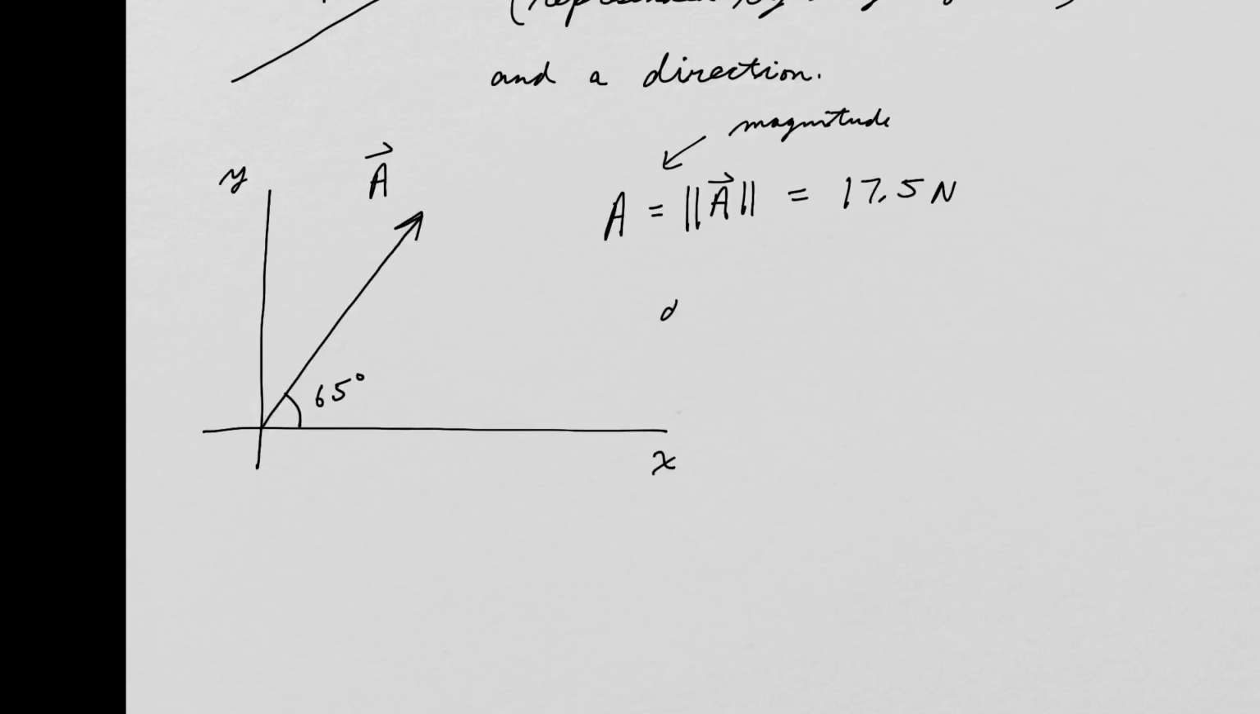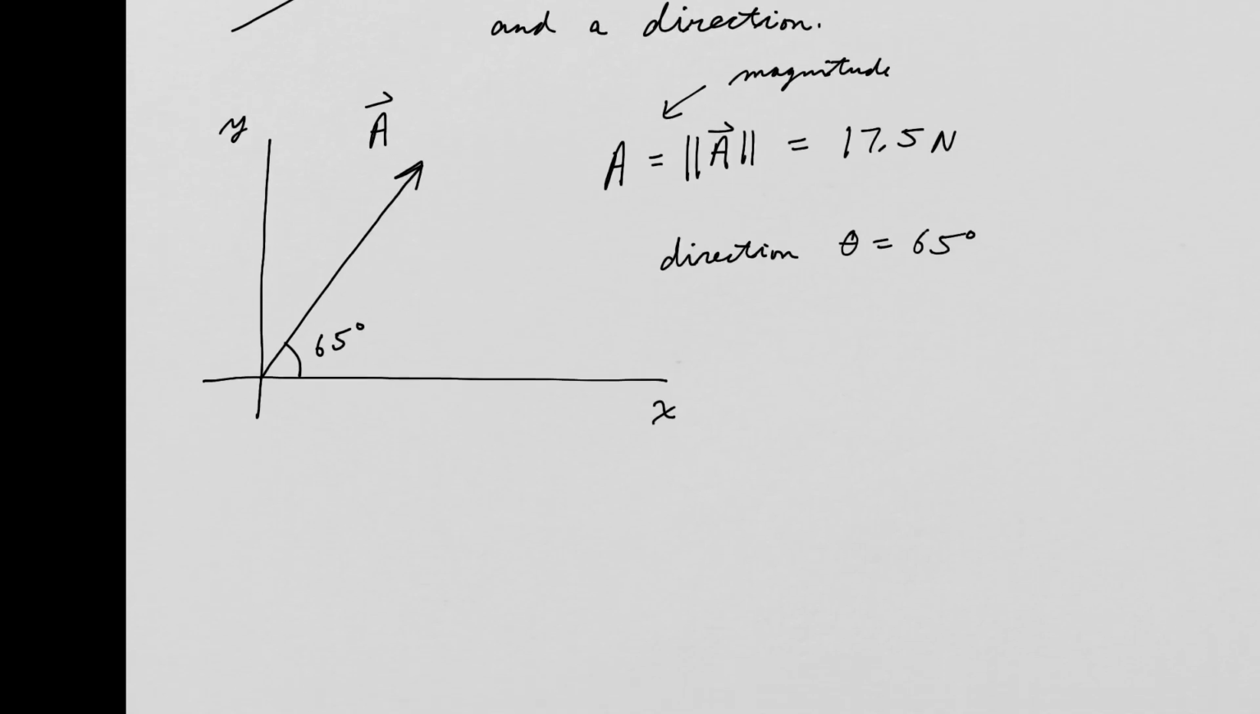And then the direction is given by the angle. So in this case, let's say the angle is 65 degrees. So it has a magnitude, the length of the vector, and it has a direction given by the angle. Typically, it's measured from the positive x-axis counterclockwise. Okay, another thing that's useful is vectors can be resolved into their x and y components. This will be really useful when we talk about adding vectors together.